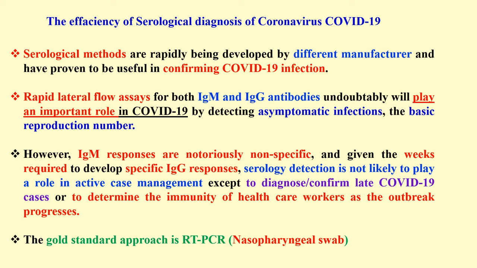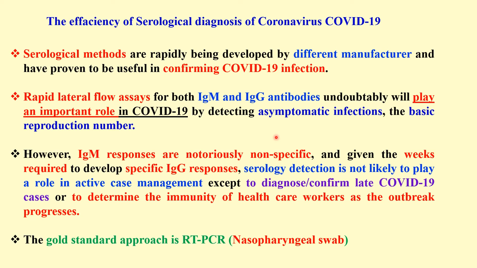If we look at the efficiency of serological diagnosis of coronavirus COVID-19 in comparison to real-time PCR. After the appearance of the COVID-19 pandemic, many companies and manufacturers have developed a huge number of different serological approaches for the diagnosis of COVID-19. Tests like the rapid lateral flow assay, which I described previously and which we can use to detect both IgG and IgM antibodies, are important and have played a role in establishing a diagnosis of COVID-19.